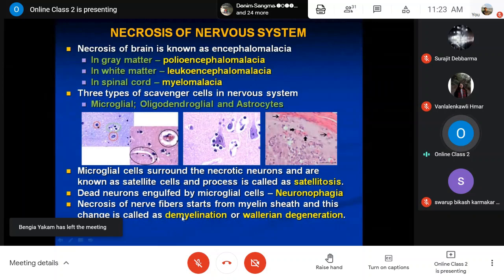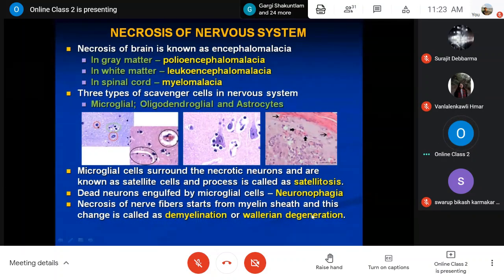And the necrosis of the nerve fibers usually starts from the myelin sheath, and this change is known as demyelination or Wallerian degeneration. That means when necrotic lesions of the nerve fibers start from the myelin sheath, there will be removal of the myelin sheath. That's why it is demyelination, or it is also known as Wallerian degeneration. That means there will be some degenerative changes in the nervous tissue.